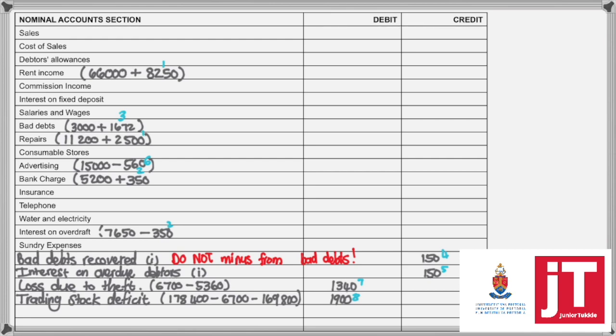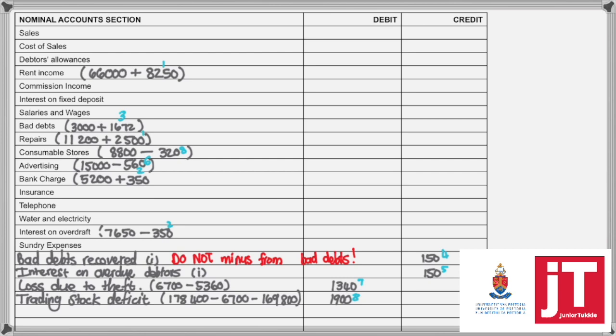Then consumable stores on hand is debited, and therefore I must minus it off consumable stores because it's still left over. It's not used. And the 8,800 Rand recorded usage. So I must minus off the unused 320.